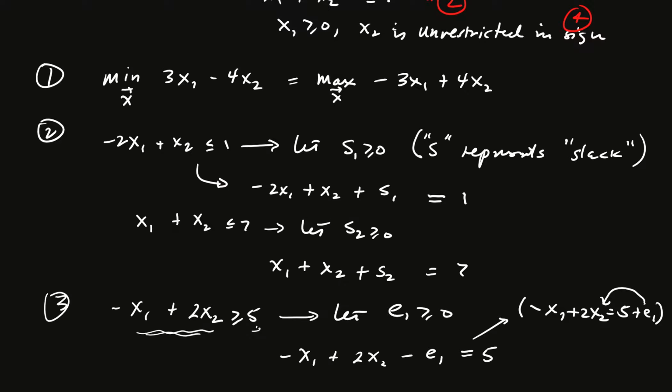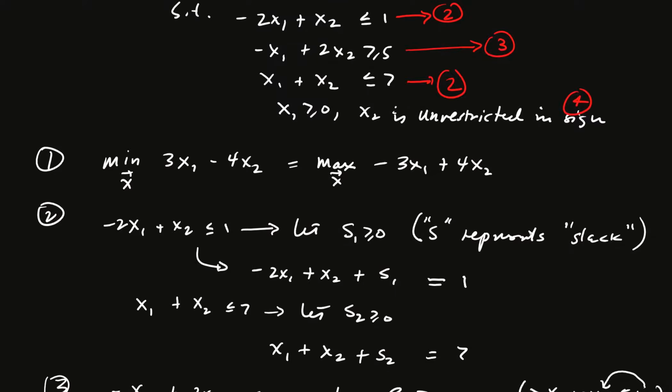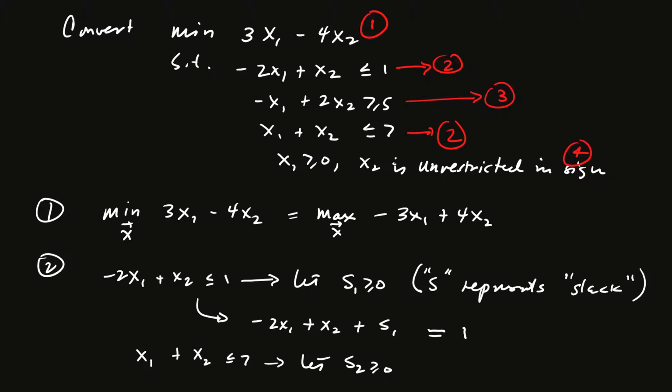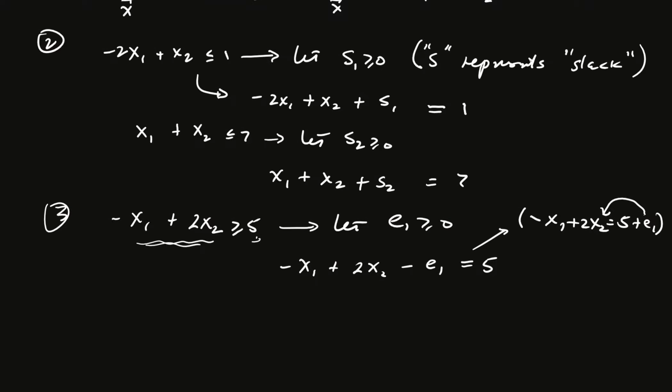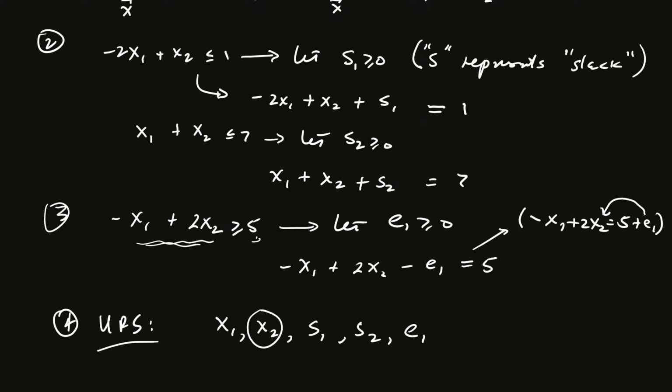Okay, and so that was issue 3 in our list. And finally, issue 4 in our list was the unrestricted in sign variable. In that case, let's see, how many variables do I have right now? I've got x1, x2, that's my unrestricted in sign, but then I've got s1, s2, and e1. I just want to keep track of everything.